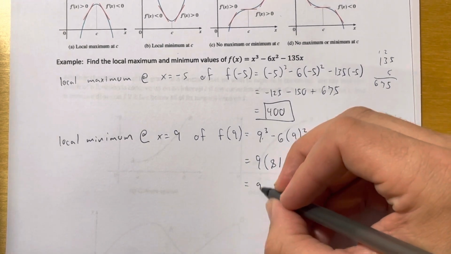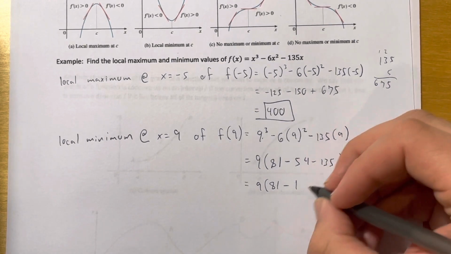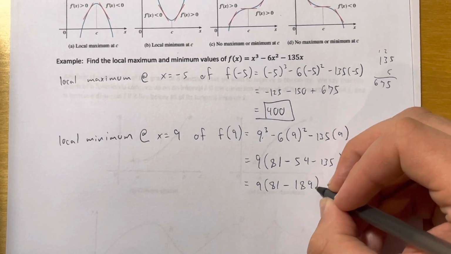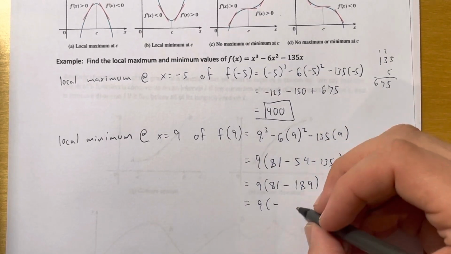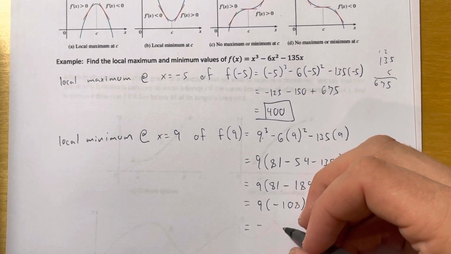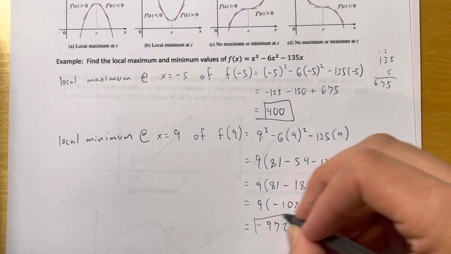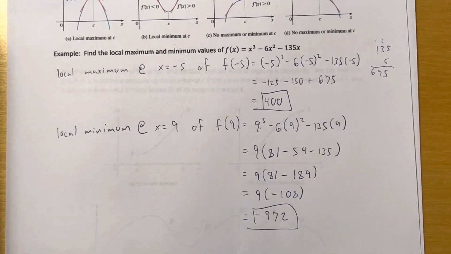This is going to be 9 times 81 minus 189, which equals 9 times negative 108, which is equal to negative 972. Okay, once again, I'm going to be embarrassed if I got that wrong. I'll check that later. But sometimes you find yourself without a calculator and you have to rely on your old arithmetic abilities. So hopefully mine are not too rusty. I believe we have these right, but I'll check that later.